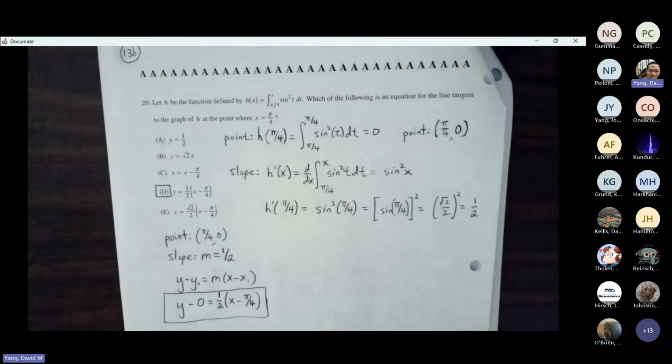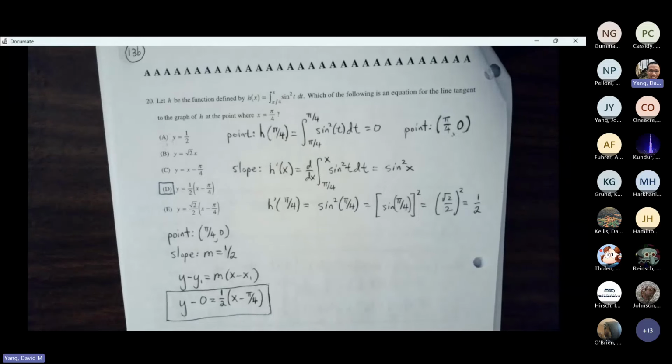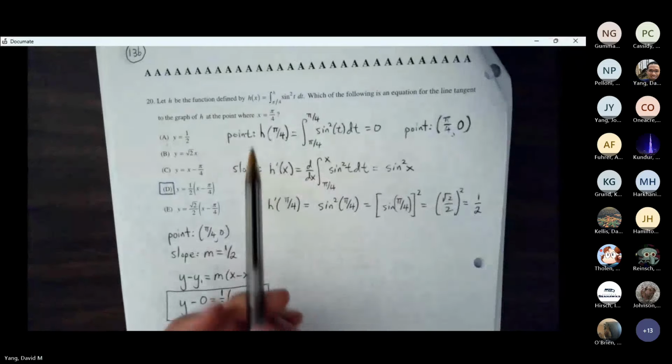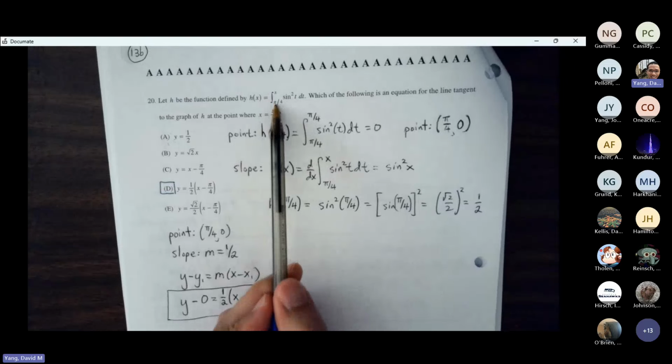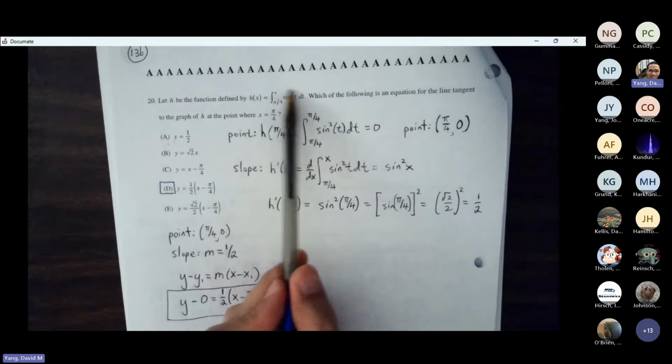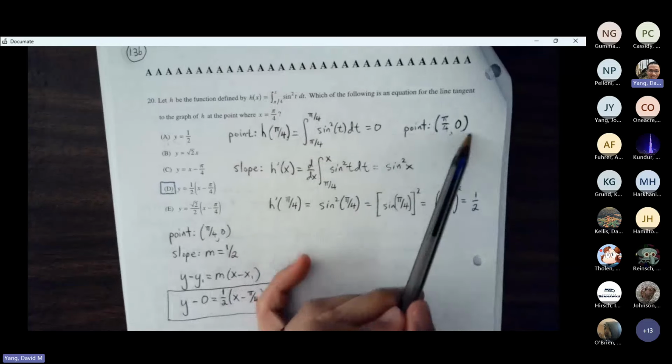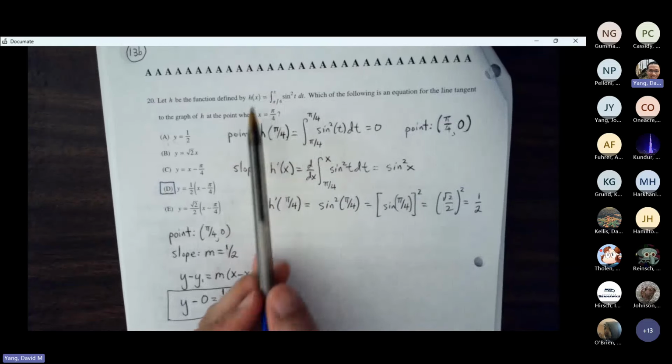Okay. Number 20, working through point slope form. Finding the tangent line equation. So if I want to find the ordered pair, plug pi over 4 in for x. We know that if I have pi over 4 to pi over 4, that's just going to be 0. So I know my ordered pair is pi over 4, 0. My slope is going to come from the derivative.